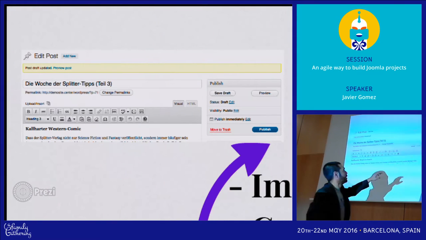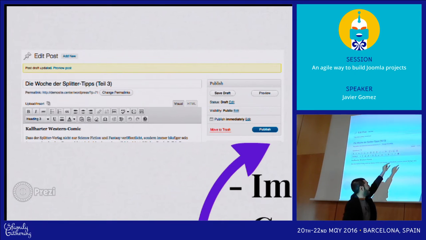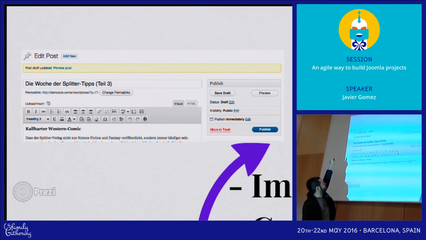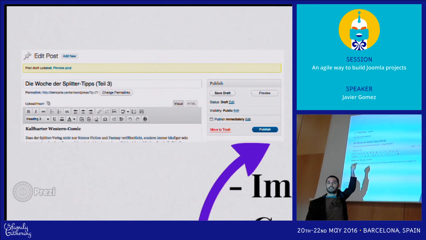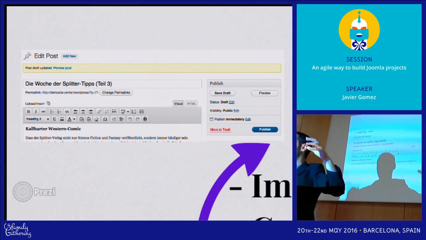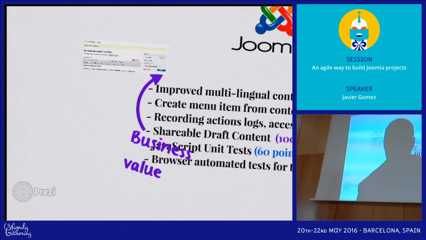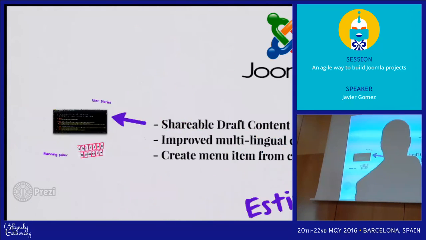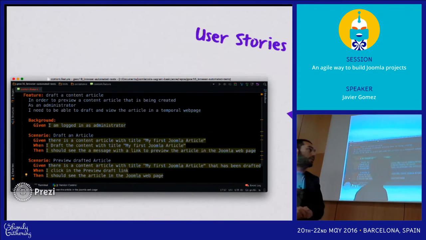So when I click this save draft, I will see a warning message on top that says post draft updated, preview post, and I can click that link and it will take me to preview the article. So let's go back to the user story.